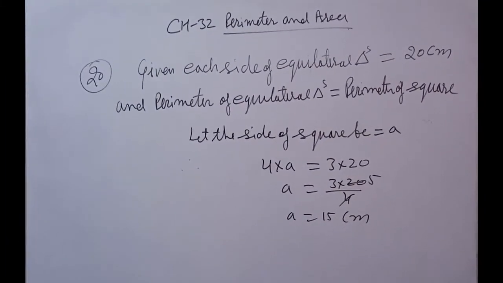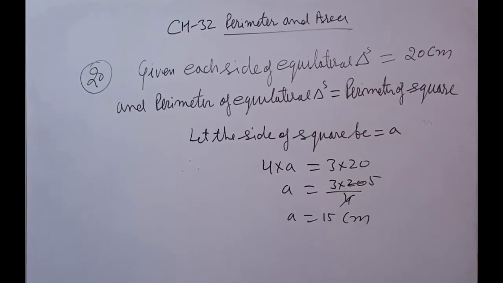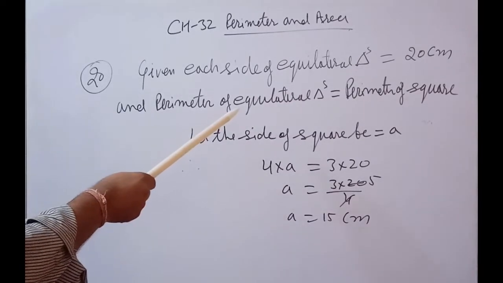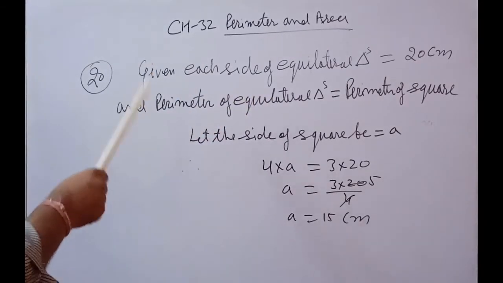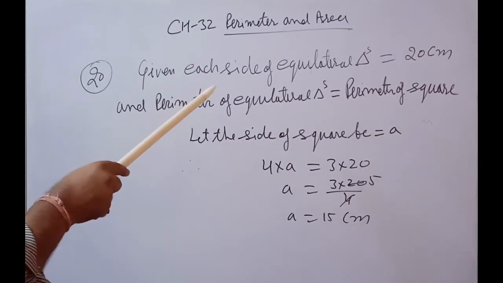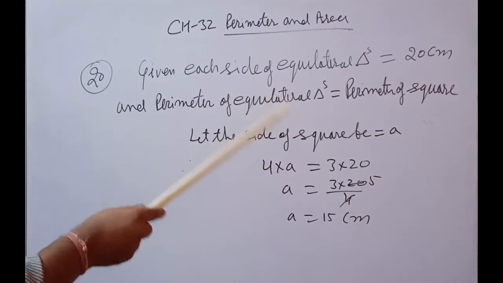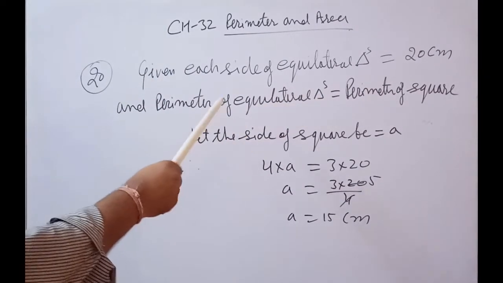Question number 20, in which a wire is bent into the form of an equilateral triangle of each side 20 centimeters, and if the same wire is bent in the form of a square, find the side of the square. So first, what is given: the side of the equilateral triangle is 20 centimeters, and the perimeter of the equilateral triangle will be equal to the perimeter of the square, as the length of wire is the same. That means the perimeter of the equilateral triangle equals the perimeter of the square. So we will equalize these.